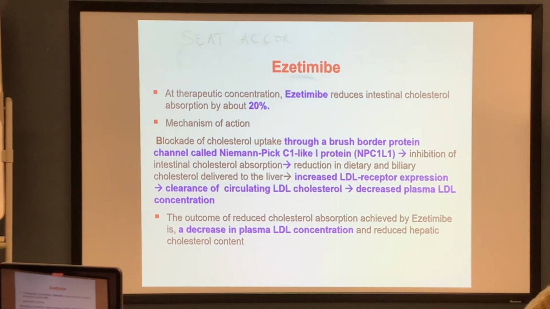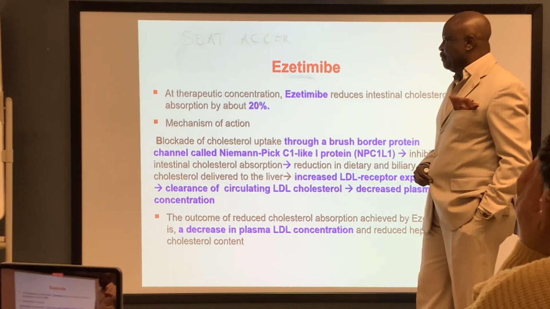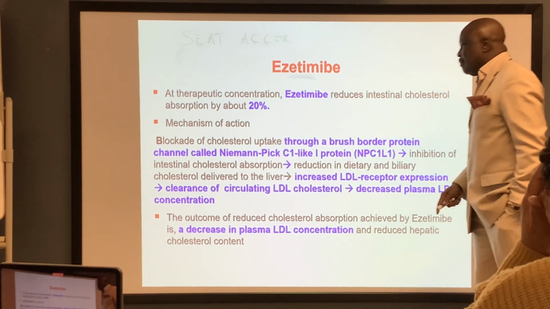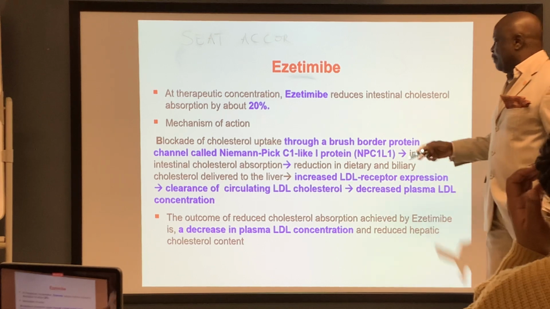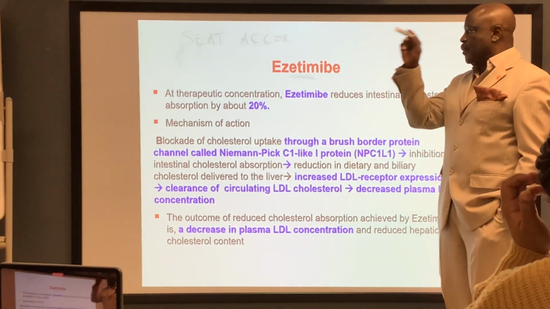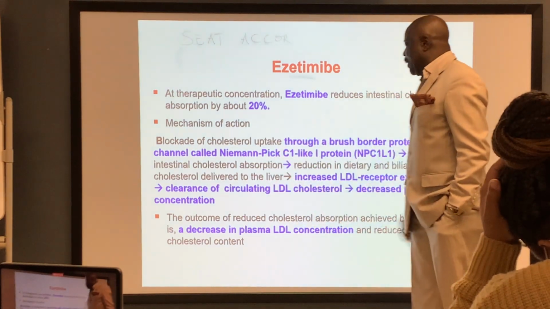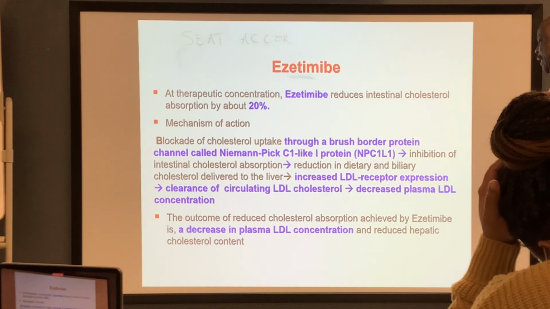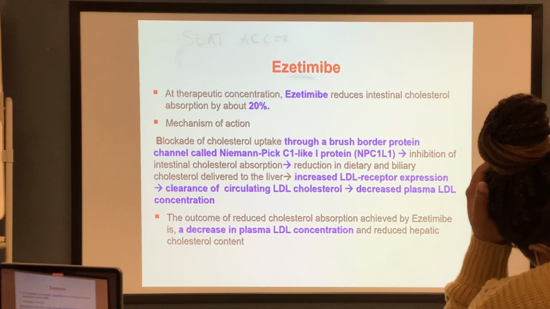Ezetimibe is known to reduce intestinal cholesterol by about 20%. How does it act? It blocks the uptake of cholesterol. There's a protein at the brush border of the absorption site in the small intestine called the NPC1-like 1 protein, NPC1L1. By binding to this protein, it inhibits cholesterol from being absorbed from the intestine.